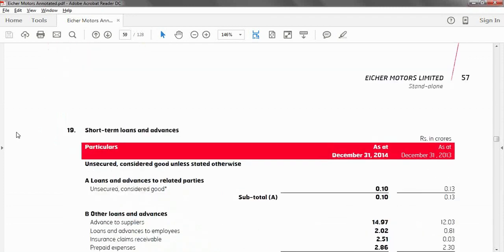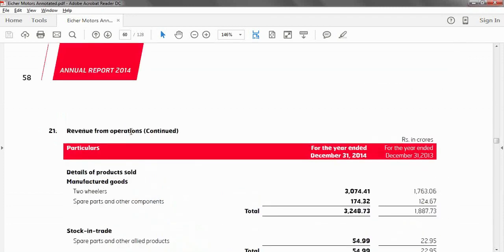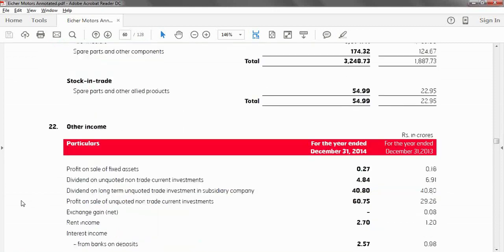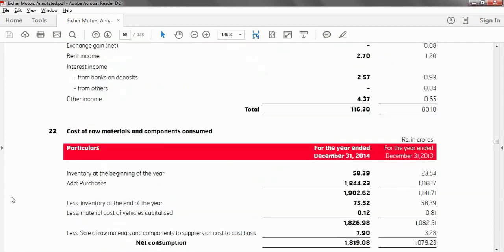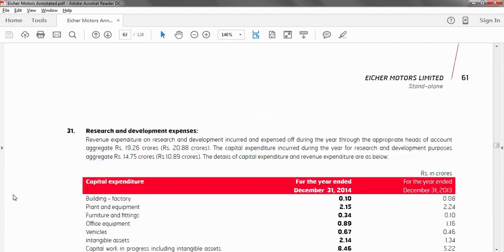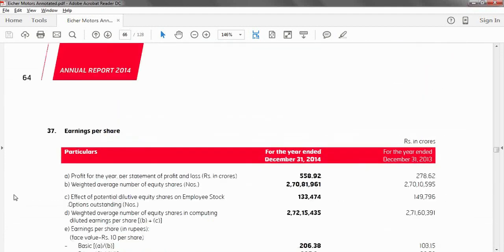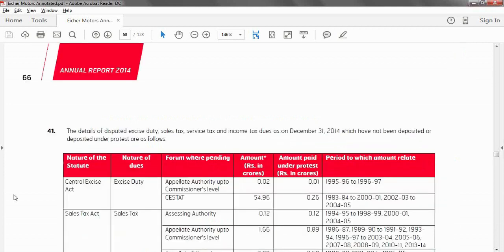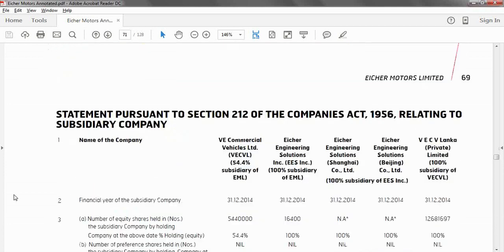Similarly, when you go ahead, you will look at revenue from operations, right? So how much in the standalone entity came from two-wheelers and how much came from spare parts and other components is available here. Subsequent to this, you have cost of raw materials, etc. All these data points are available in various notes. There is a whole detailed set of about 40-50 notes, post which they talk about the subsidiary companies.